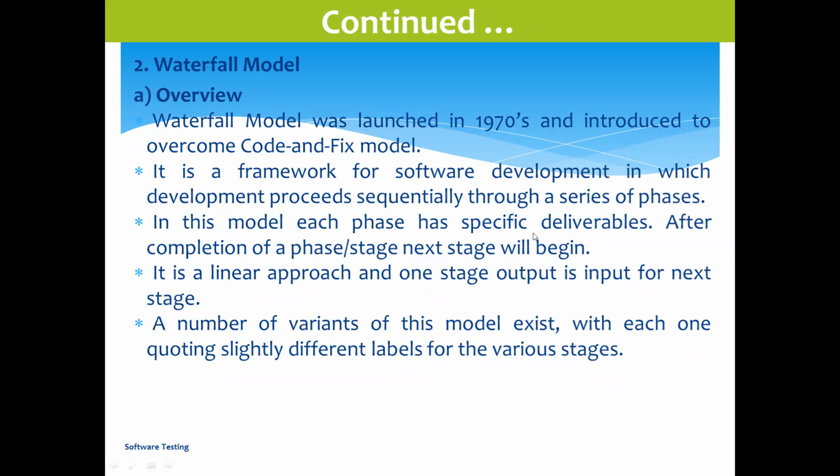In this model, each phase has specific deliverables. So in each phase, some deliverables will be there. Once one phase is completed, then it will go for the next phase. Again, when the next phase is completed, then we can go for the next phase. Like that it will go. Parallelly, it cannot be done.